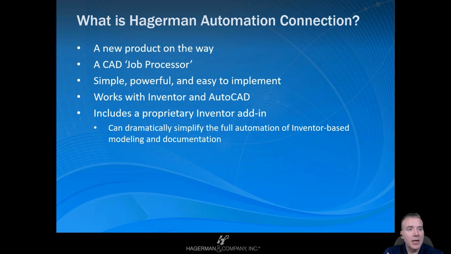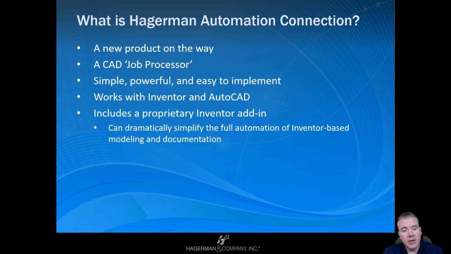So again, Automation Connection is a new product by Hagerman Company. And I think the best way to describe it is a CAD job processor. So Autodesk Vault has a job processor to make PDFs and DWFs. We're creating a job processor for CAD. It's very easy to implement. It's simple to use. It works with Inventor and AutoCAD both, right? Our focus, especially in the rest of the presentation, is going to be on Inventor, but AutoCAD can work with this tool as well.